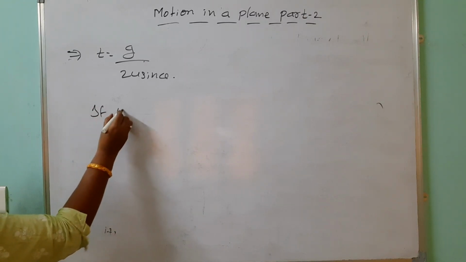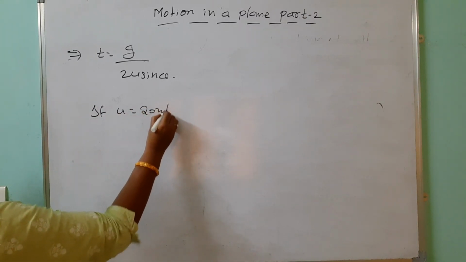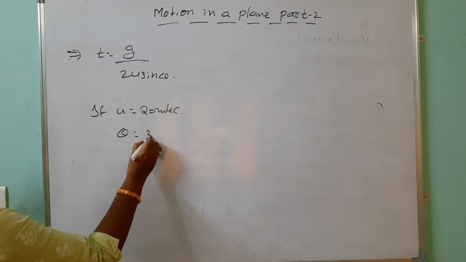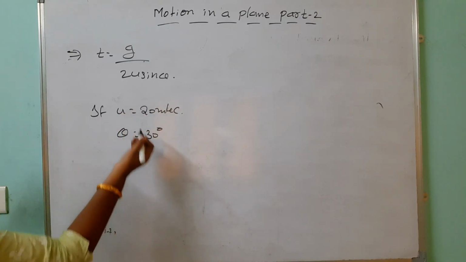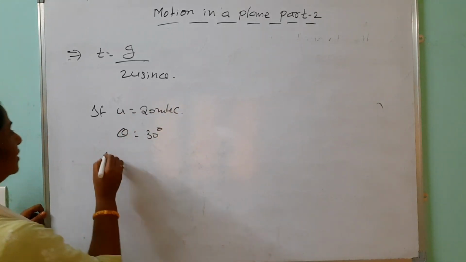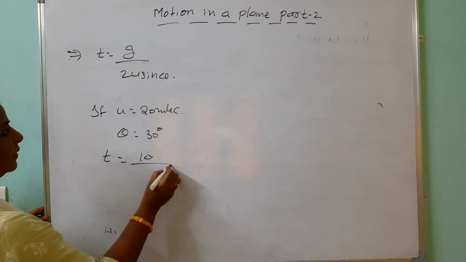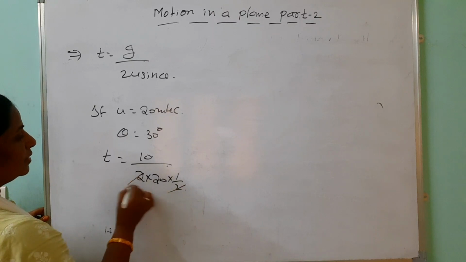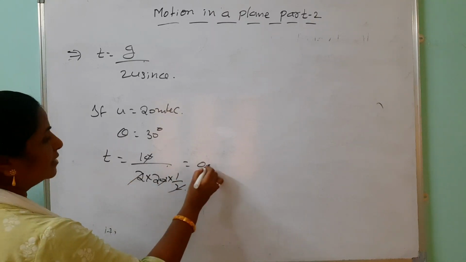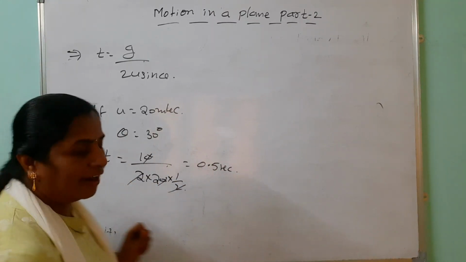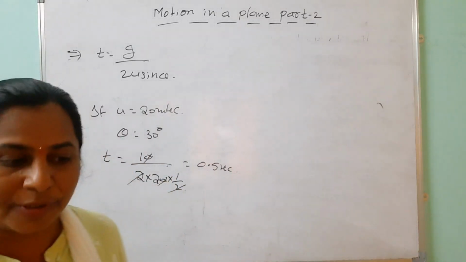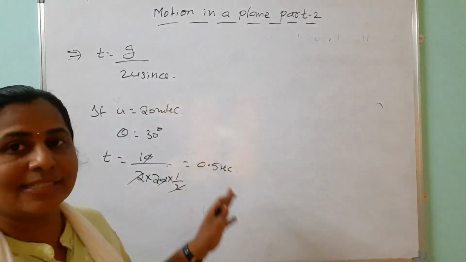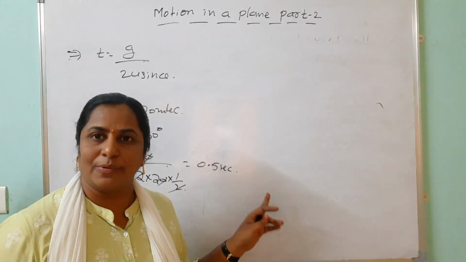Suppose u equals 20 meters per second, theta equals 30 degrees. Then after what time is it perpendicular to the point of projection? It means 2 into 20 into 1 by 2, divided by 10, so you can say 1 by 2 seconds, which means 0.5 seconds. After 0.5 seconds it is perpendicular to this one. So this completely belongs to projectile motion.